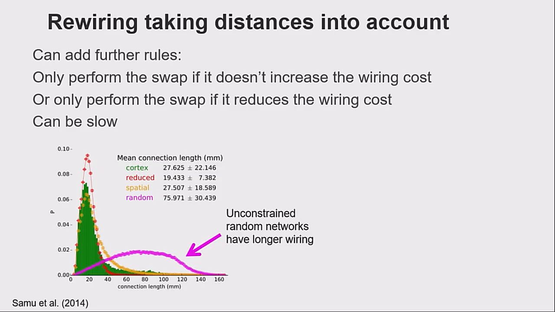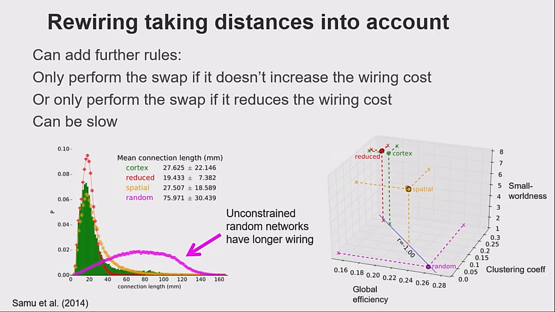If you don't increase the cost, if you don't try to preserve the cost, then you get much, much, much longer wiring. So those normal degree-preserving surrogates, again, are a topological randomization. They ignore the spatial properties. But if you take this into account, you can find that these spatial surrogate networks lie sort of halfway between fully random networks and the real brain in small worldness, clustering coefficient, global efficiency, lots of different metrics. And we've done some work on this too.